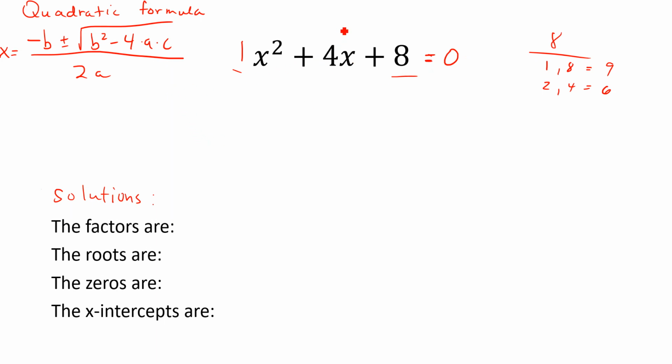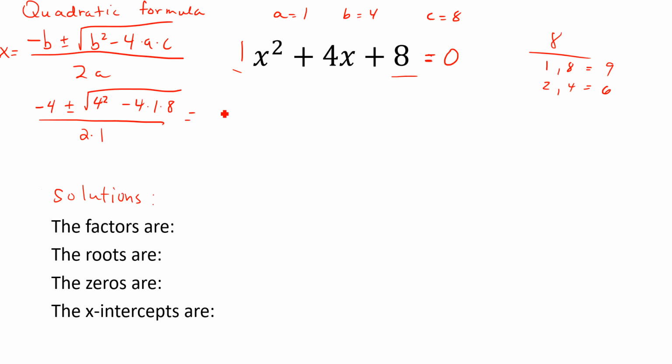Our a is 1, b is 4, and c is equal to 8. All I have to do is replace these values and make sure that I write them in correctly, and punch them in correctly into a calculator if I'm going to use one. So we'll have negative 4 plus and minus the square root of 4 squared minus 4 times a, which is 1, times c, which is 8, divided by 2 times 1.